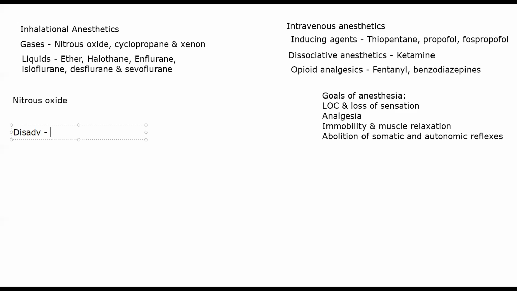Disadvantages: it will produce light anesthesia, meaning it will need something else. Okay, it will need a different anesthetic to be added along with it, so that we can get up to surgical anesthesia, because it is a very light anesthetic. I'll write it this way, therefore needs the addition of another anesthetic. All right, that is one thing.